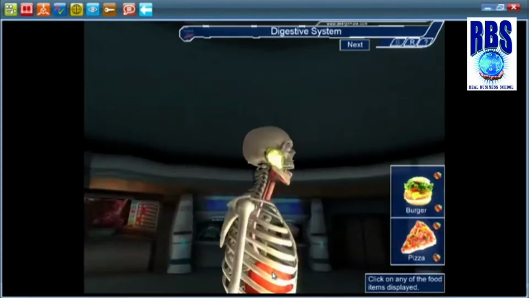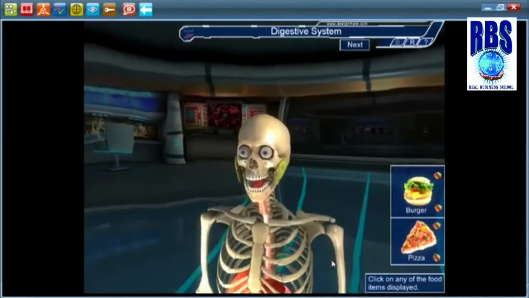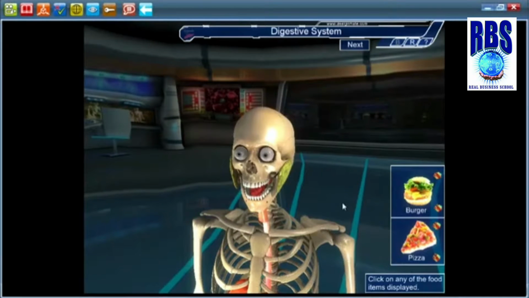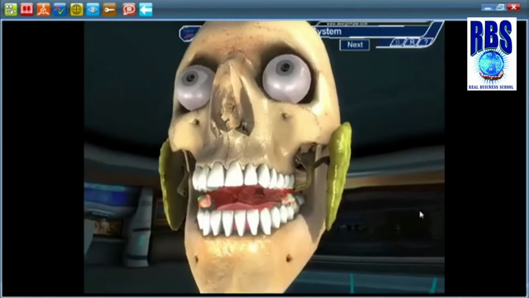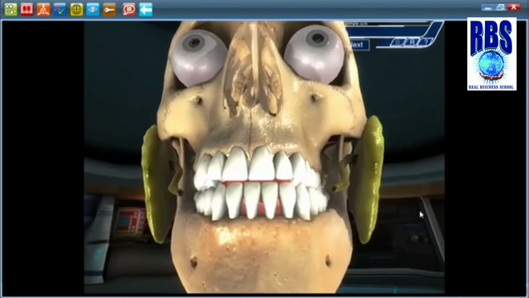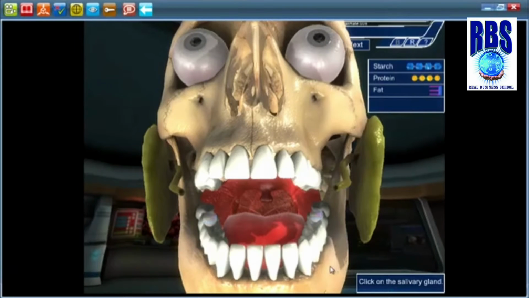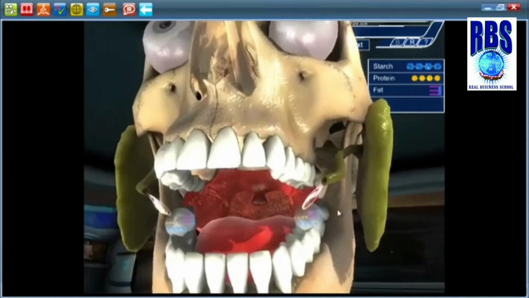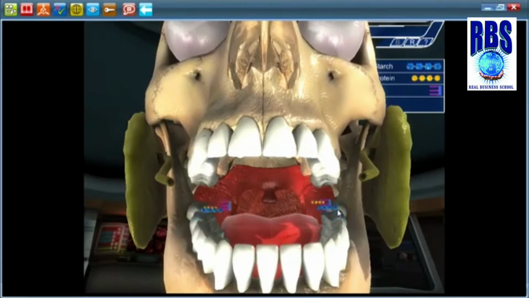Now, to play with this simulation, I have been given instructions which I have to follow. So the first instruction is click on any of the food items displayed. So suppose I select burger. As I select burger, it goes in my mouth and the first process of digestion, that is ingestion, starts. Now it asks me to click on the salivary gland. So I click on the salivary gland here, as we had seen in the video. With my click, the saliva comes out of the mouth and it acts on the food material.